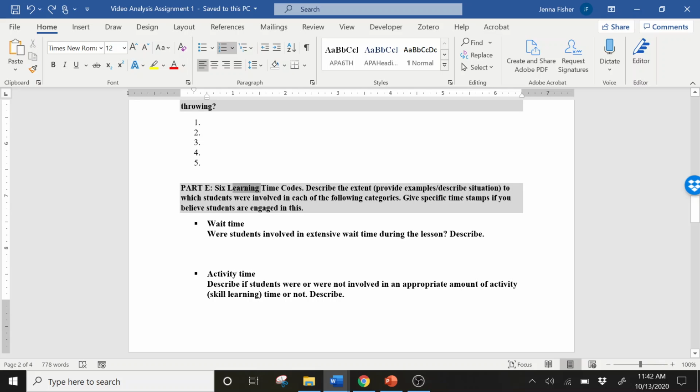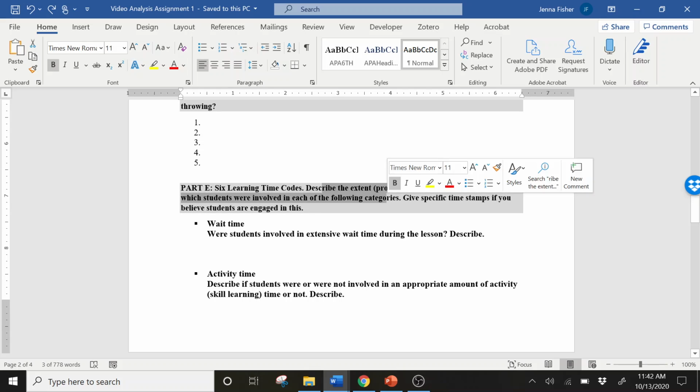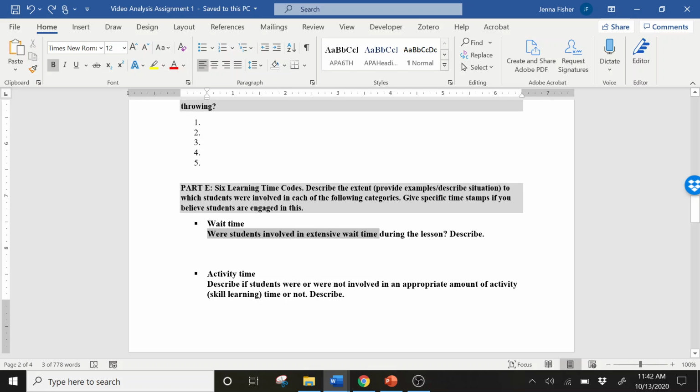Part E is looking at those 6 learning time codes. So describe the extent to which students are involved in each of these following categories. Provide examples or describe situations to me in terms of what you're seeing. Give a specific timestamp if you believe the students are engaged in this. So wait time, were students involved in extensive wait time during the lesson? Describe. And if you think that they were or were not, you can use timestamps to further explain yourself.